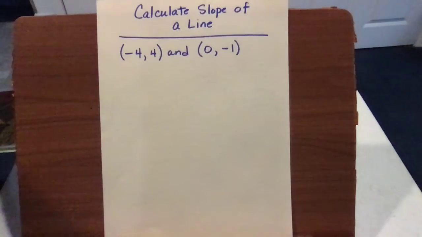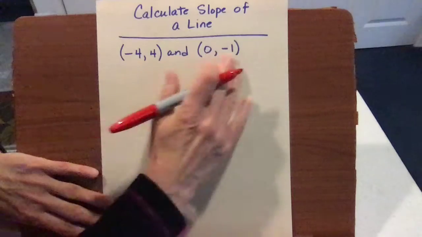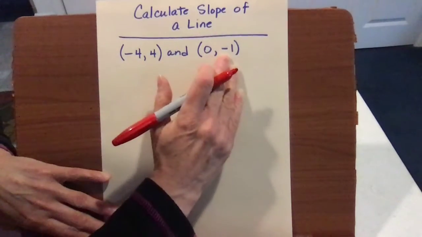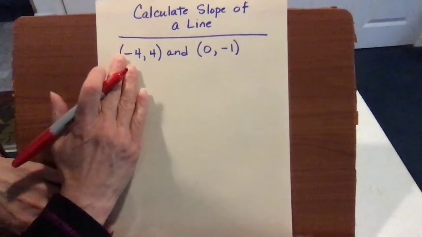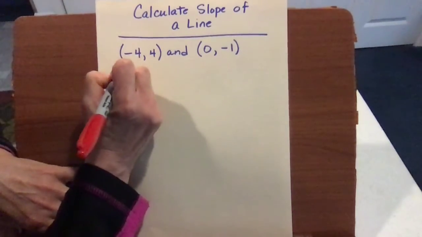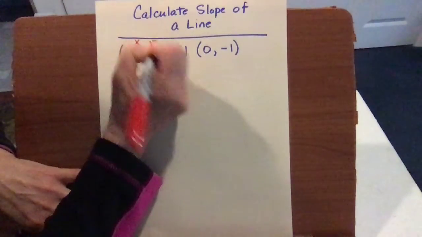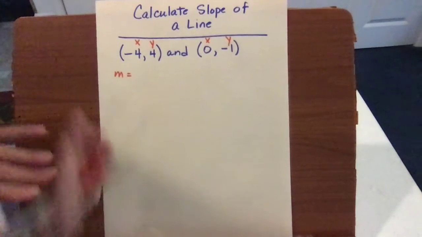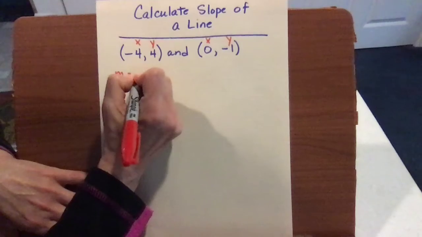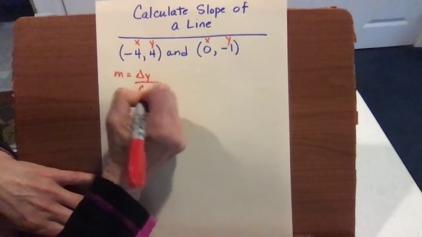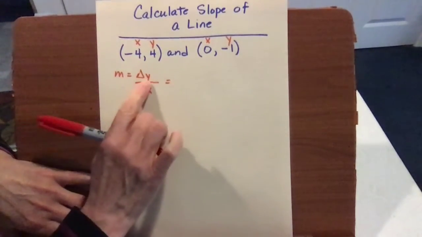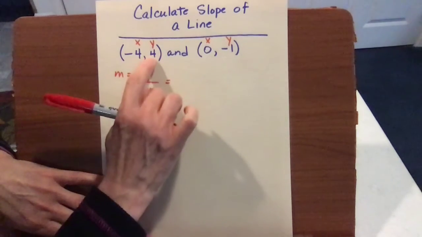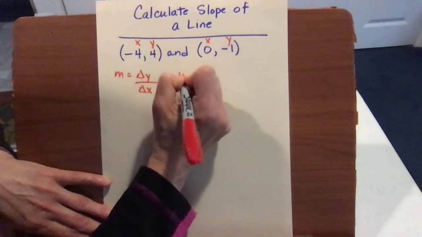So let's see how we would do this if we did not have a line graphed for us. So you get to choose. This could be your first point, that could be your second. I usually work left to right. So slope. Remember, this is your x, that's your y, that's your x, that's your y. So make it simple, no fancy stuff. Slope is the change in the y's over the change in the x's. So if I'm changing my y's, I'm subtracting them. So 4 minus negative 1.